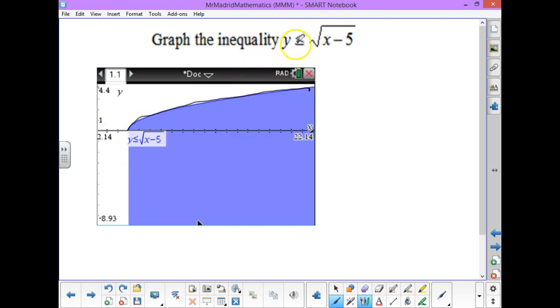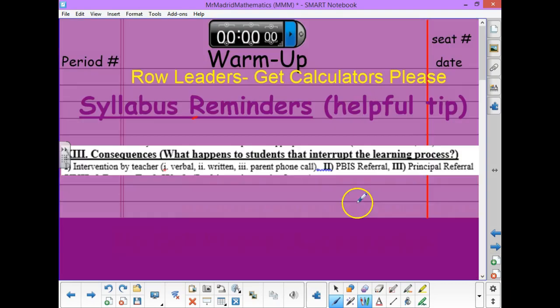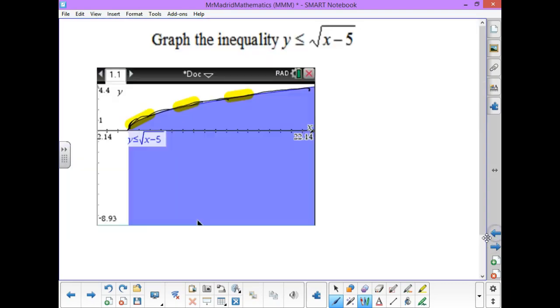Because it's all the y's underneath or equal to. If it was not equal to, remember, it would be that dashed line like that. Since it is equal to, you can keep it a solid line. All right. So graphing ones are always quick and easy. All right. Let's see if we can move on to the last one. Okay, that is the last one.